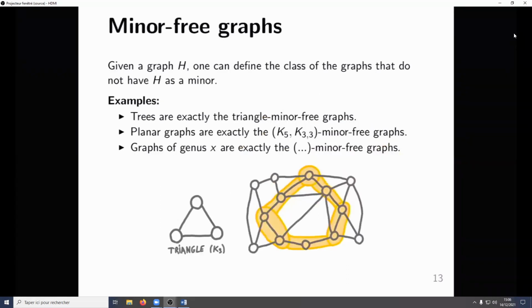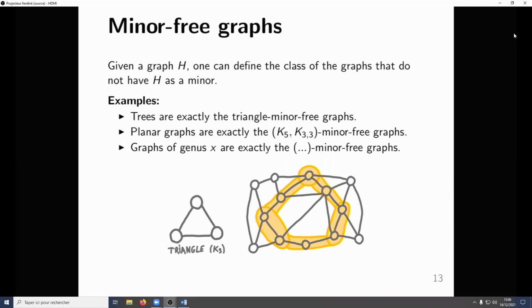And why is it interesting to us? Because these classes that I've mentioned are captured by this framework. A tree is exactly a triangle-minor-free graph. If I have a tree, I can never reach a triangle by just removing vertices, contracting edges, etc. But if I have something that is not a tree, then there is a cycle. I can remove everything else, and then I can contract edges on the cycle until I have a triangle. And it's well known that planar graphs and graphs of some bounded genus are also characterized by being minor free.